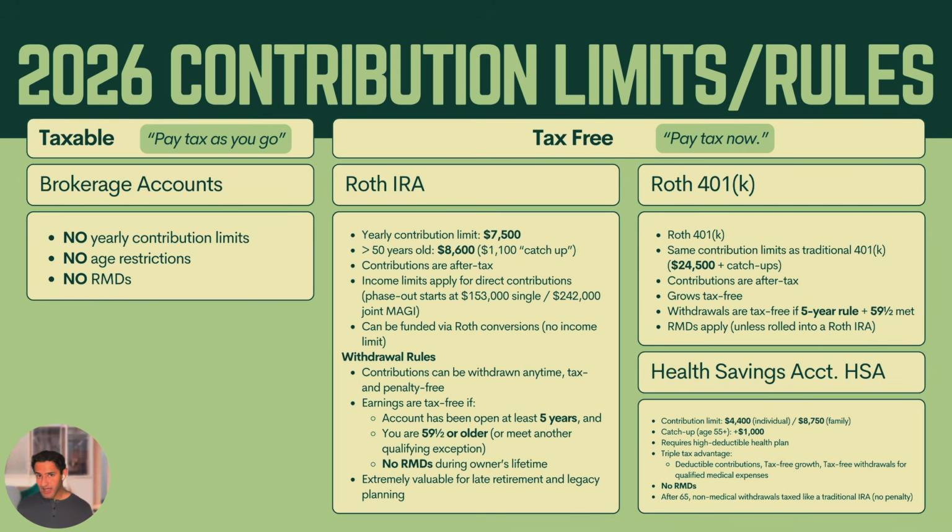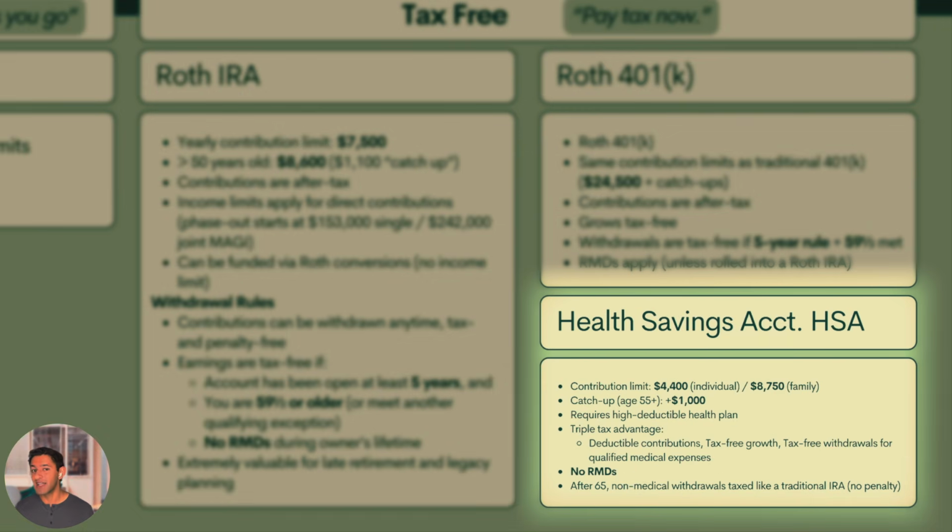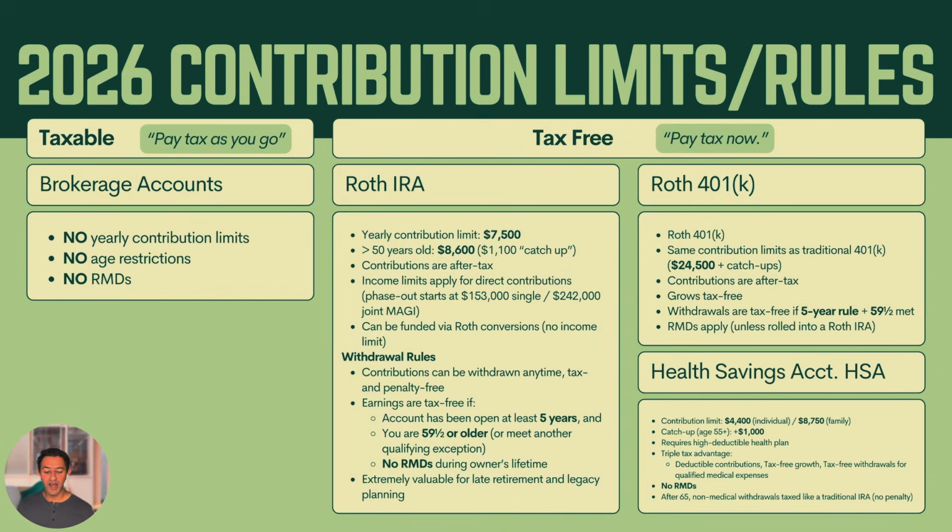Now, your tax-free accounts, right, your pay-tax-now accounts, that's like your Roth IRA, your Roth 401k, and even your HSA, your health savings account. Your HSA, you only qualify for if you have a high deductible health insurance plan, so not everybody will have an HSA. But we'll focus on the Roth IRA and the Roth 401k for right now.